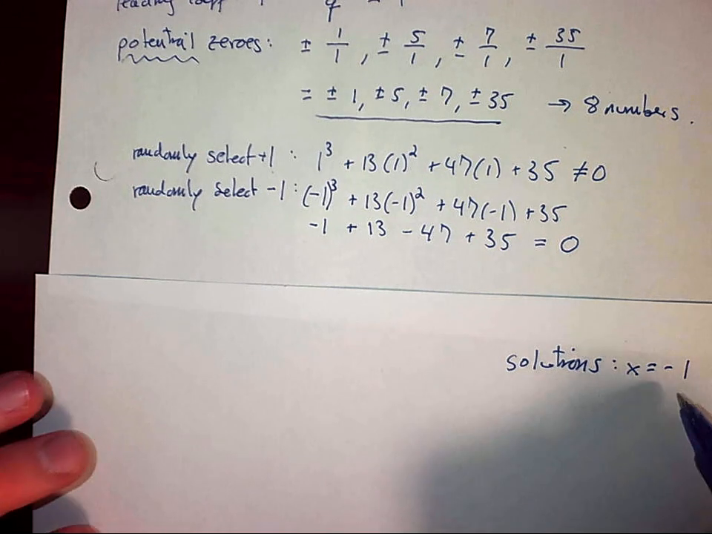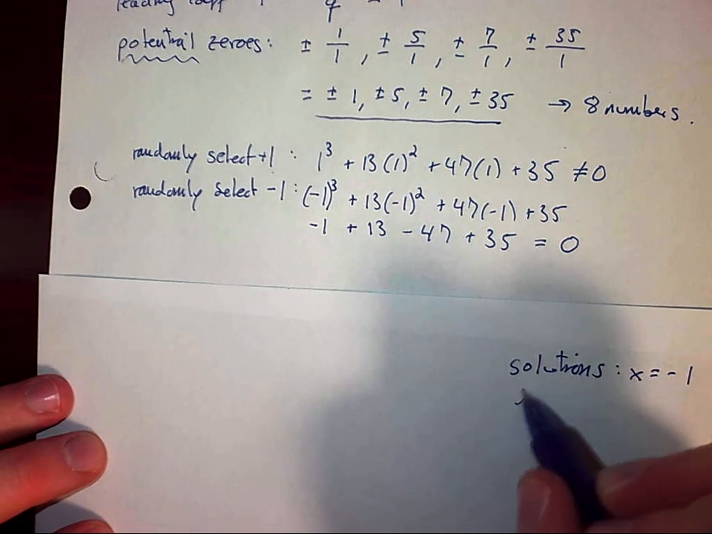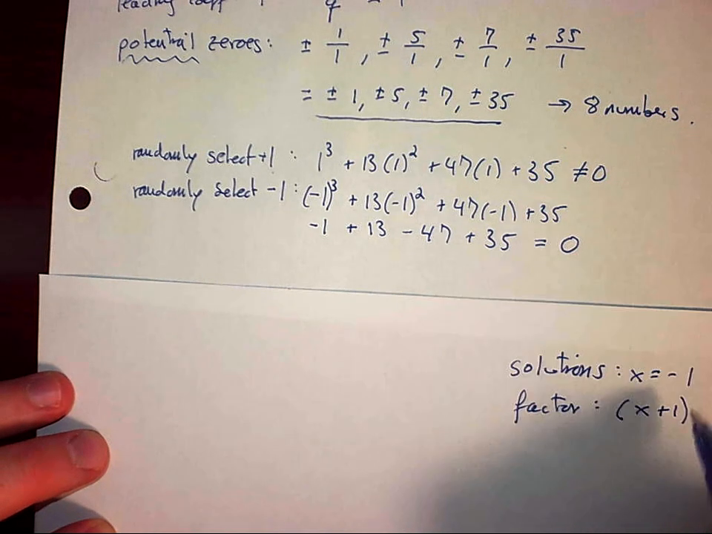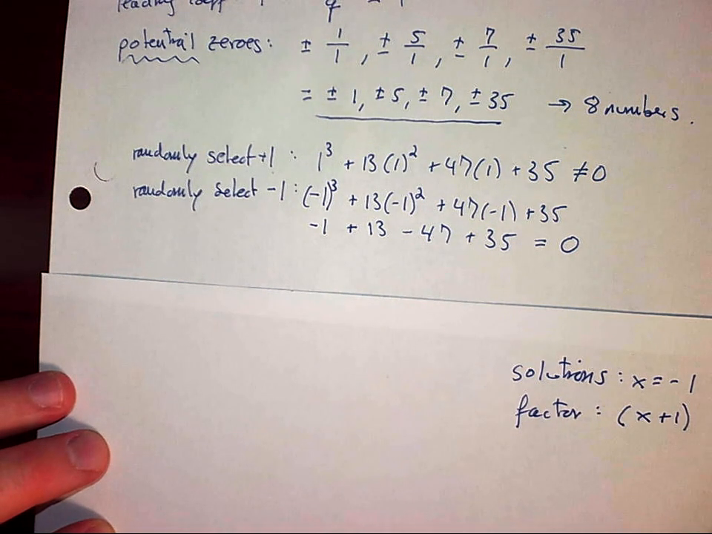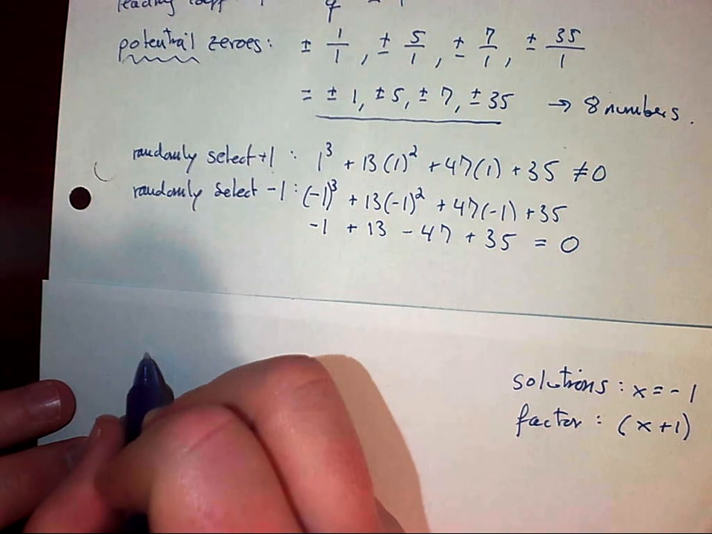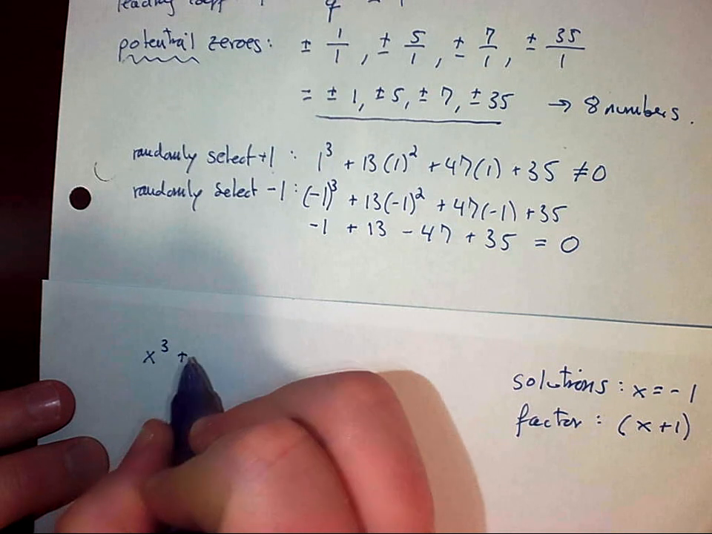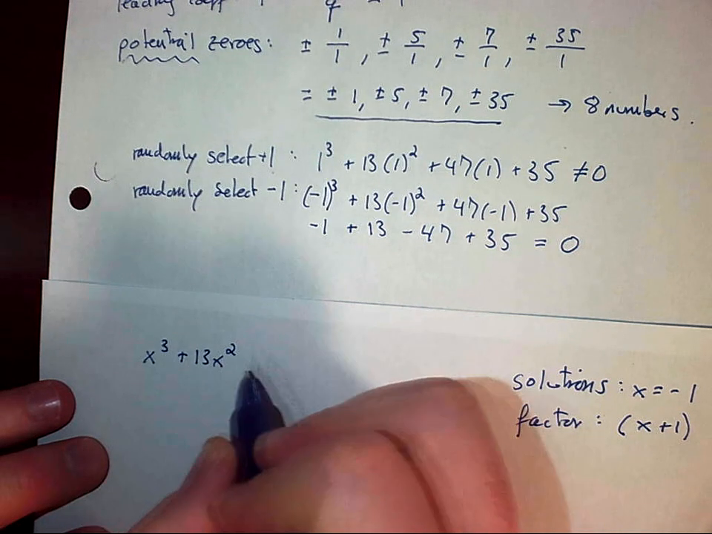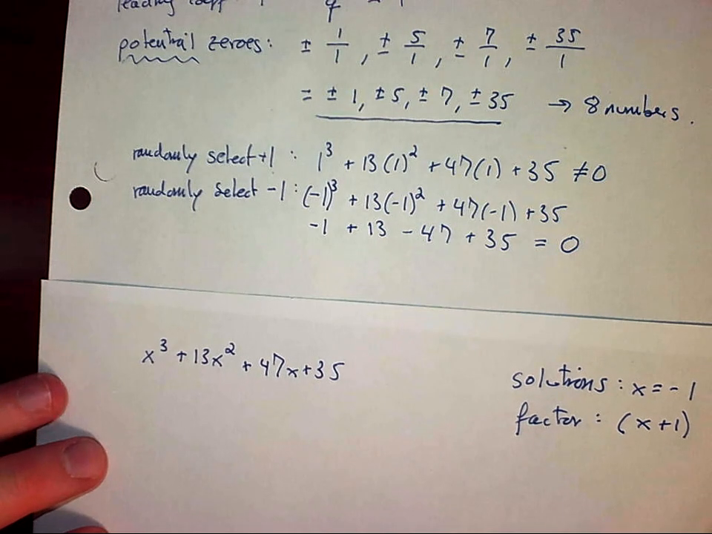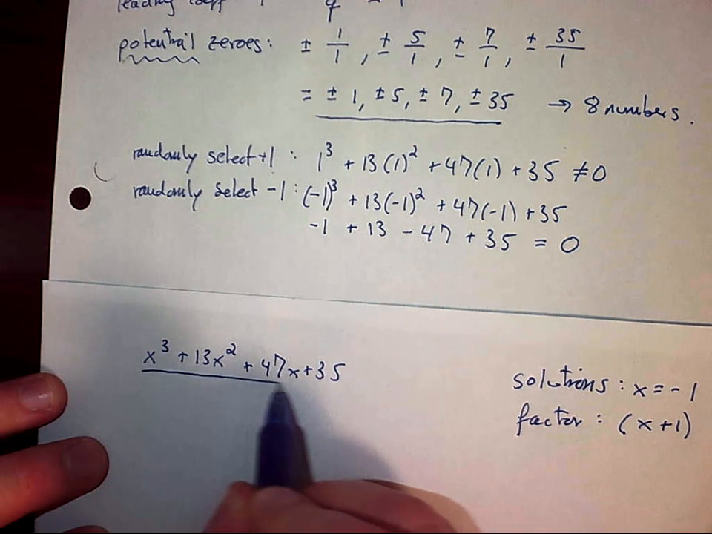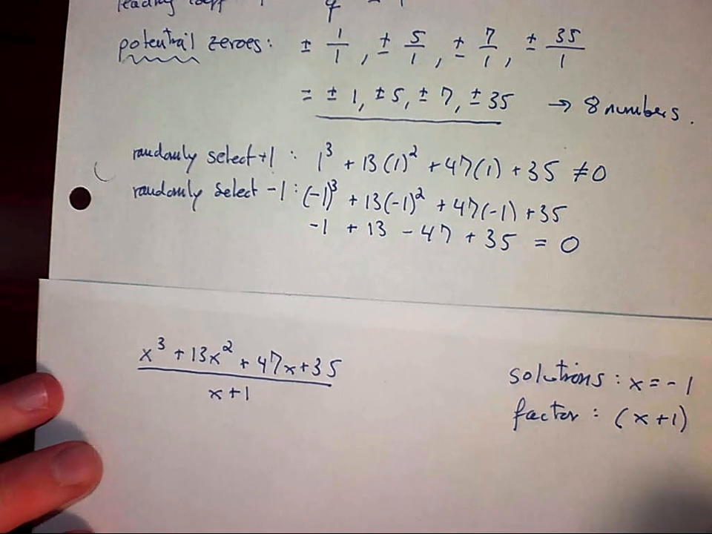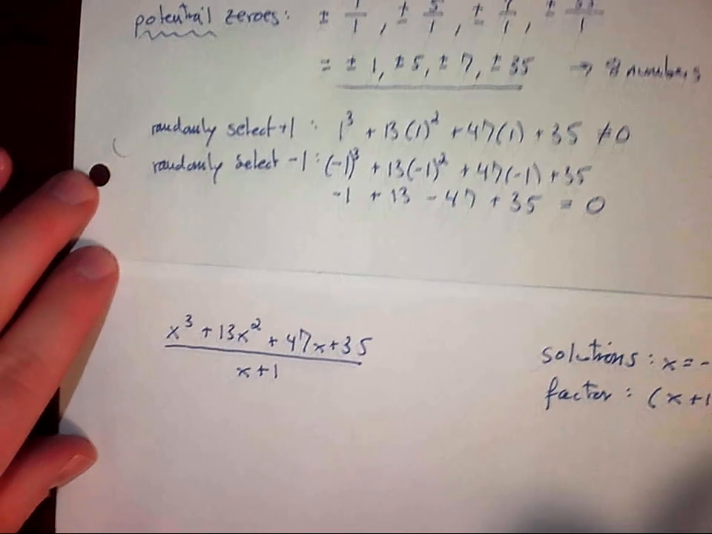We know that x is equal to negative 1 is a solution, so therefore we also know that one of the factors is x plus 1. If x equals negative 1 is a solution, then a factor has to be x plus 1. So what we can do now, like we did last class, is take our polynomial, and I'm just copying it down so I don't have to keep moving the papers around. We can divide it by this factor, because we know that we're going to get a remainder of 0. So let's go ahead and do this.